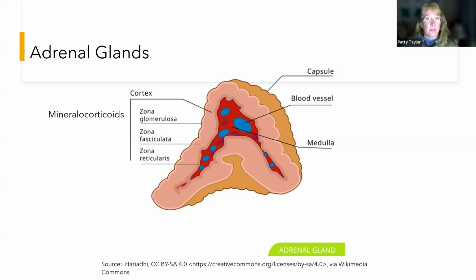Now, the prefix mineral tells you what we're regulating. We're regulating mineral content of the bloodstream. Things like salt, sodium, potassium. Zona fasciculata is the middle layer. That one makes a class of hormones called glucocorticoids.